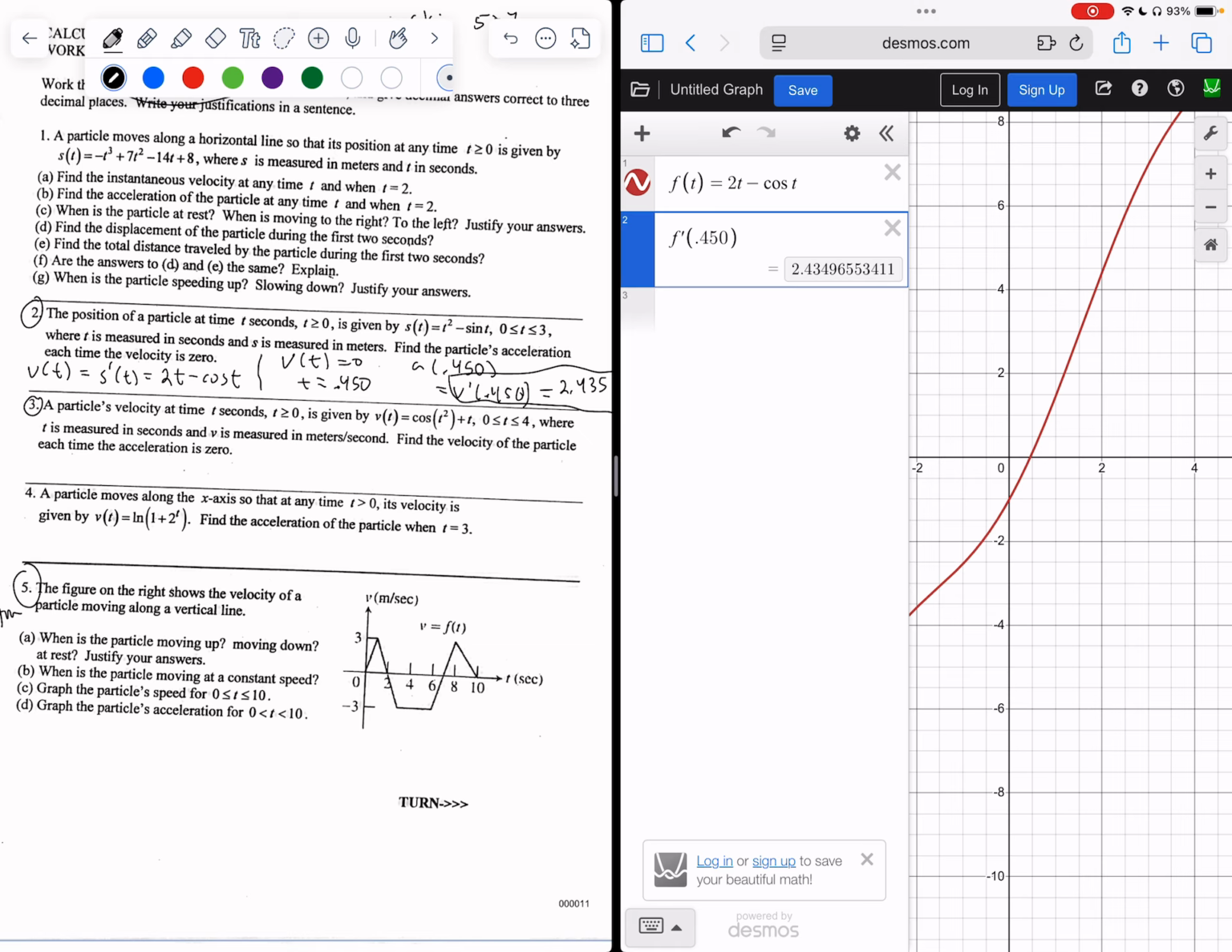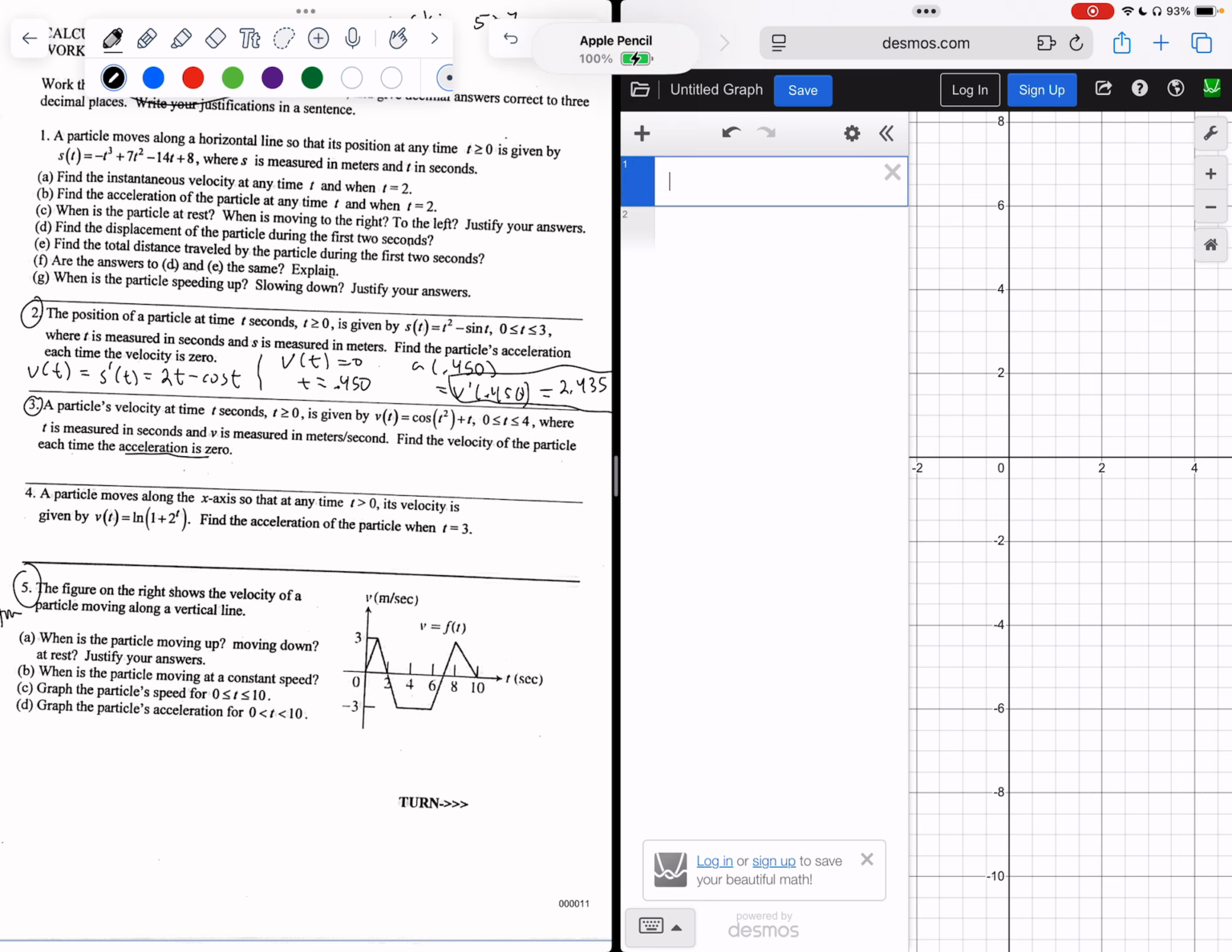Here we're told a particle's velocity is given by cosine of t squared plus 4t, where t is measured in seconds, and again, v is measured in meters per second. We want to find the velocity every time the acceleration is 0. So I'm going to go back over here and graph my velocity curve. Remember, we always want to graph velocity. Velocity is where it's at, because the slope of velocity is my acceleration.